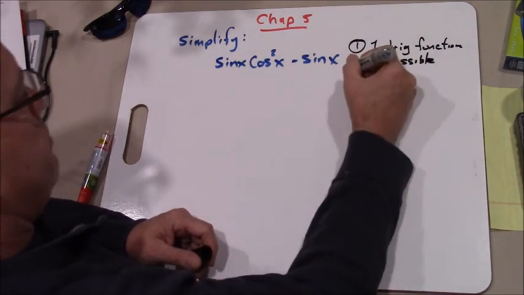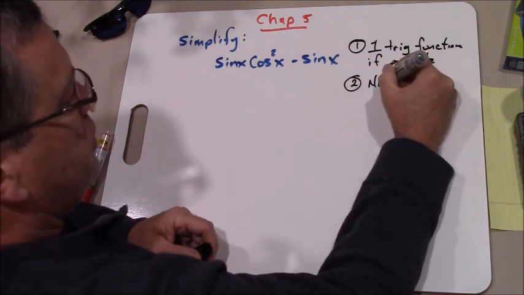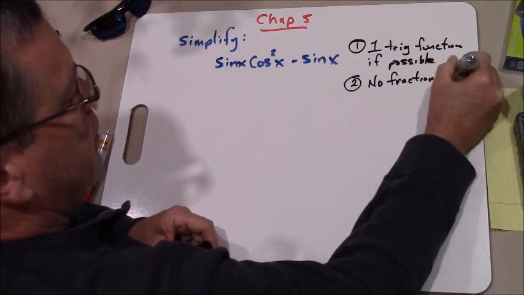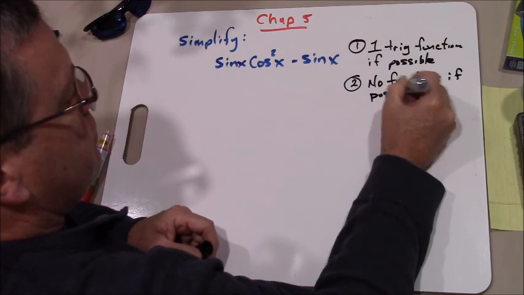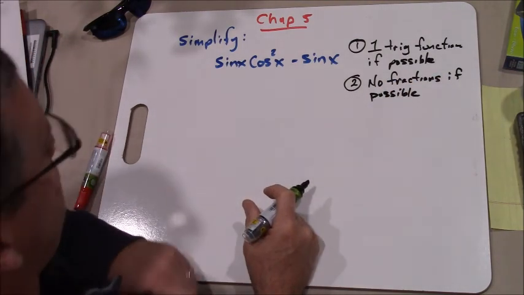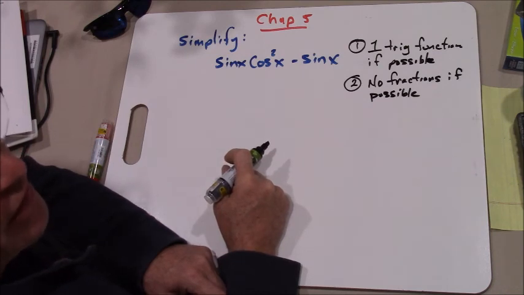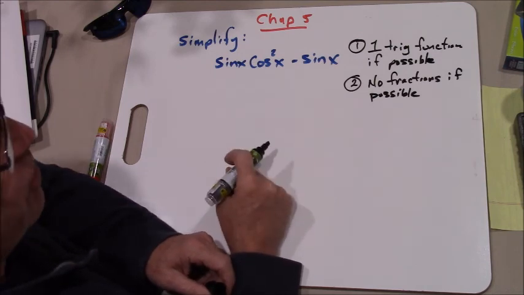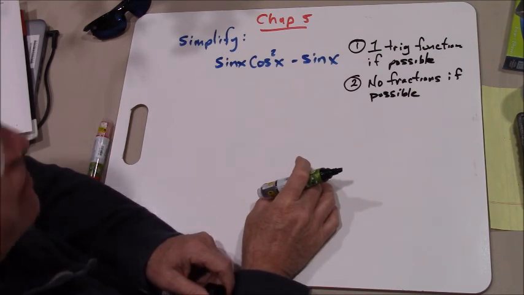The second thing is we want no fractions if possible. For all these, we're going to say if possible. What I mean is, if my final answer is 1 over the cosine, well, instead of that, I'd rather say that's a secant. Okay? So no fractions if possible. Or 1 over a tangent, I'd rather just call that a cotangent.